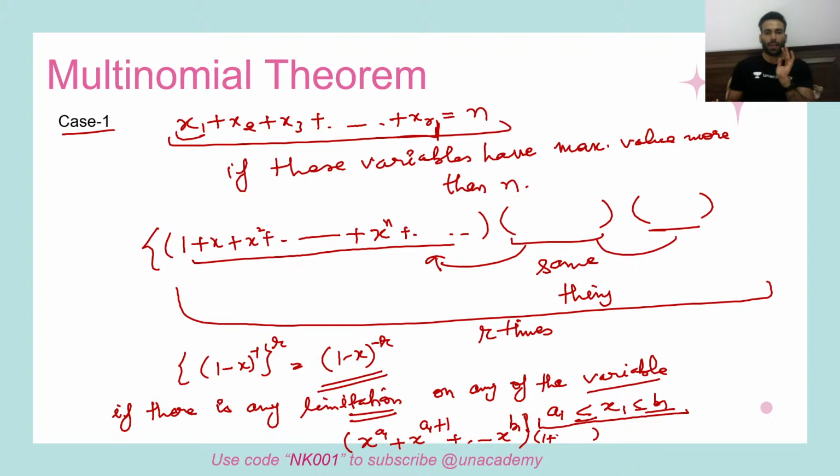So 1 plus x square till infinity, and so on. Then you multiply everything and find the coefficient of x raised to n to find the number of ways for the above linear equation. I hope this is clear to everyone.